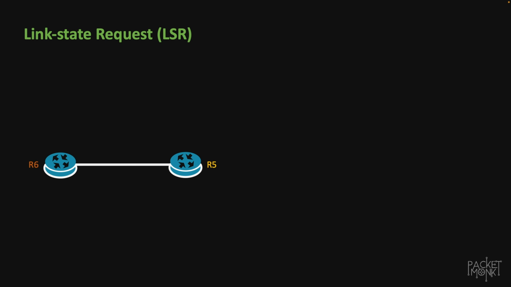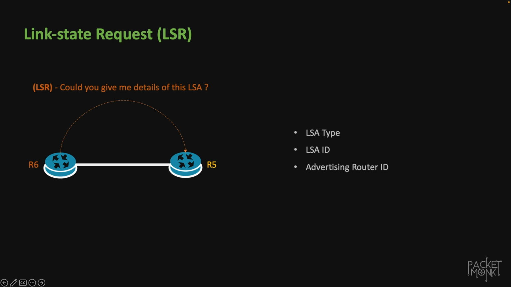The next one is link state request or LSR packet. If a router needs detail about an LSA from its neighbor, then the router can send a link state request to its neighbor. Basically, a link state request will have 3 fields: LSA type, LSA ID, and advertising router ID. LSA type denotes what is the type of LSA which we need, and LSA ID represents the ID of the LSA which we are requesting. And advertising router ID will have the address of the neighbor router which we are requesting this LSA from.